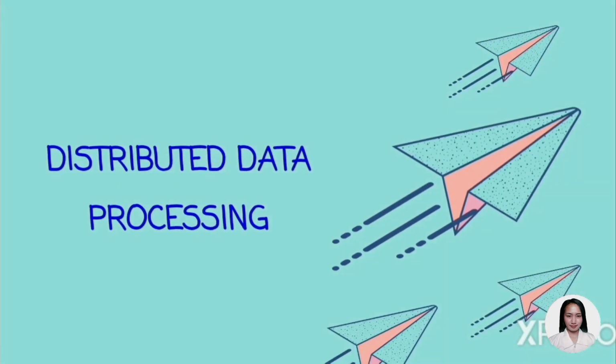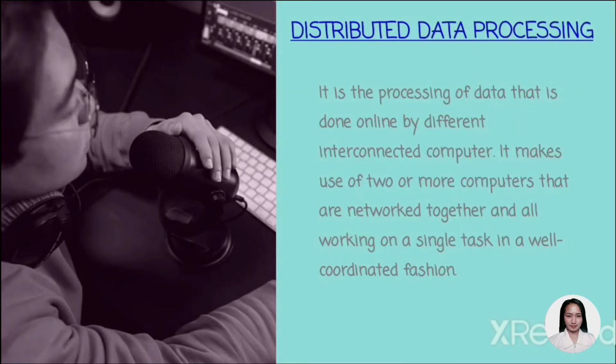So now let's move forward to distributed data processing. Distributed data processing is the processing of data that is done online by different interconnected computers. It makes use of two or more computers that are networked together and all working on a single task in a well-coordinated fashion. The individual computers involved can be ordinary desktop or laptop machines, high-end machines, or specialized servers that carry out specific tasks like storage and retrieval of datasets.